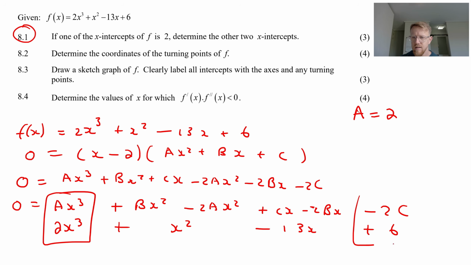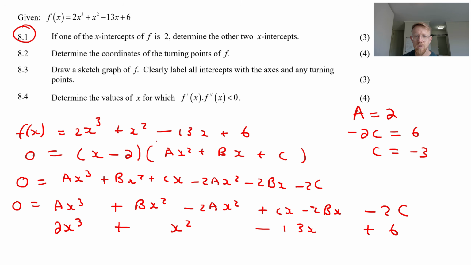Then if you look here, you can immediately see what c needs to be. You just need to know that minus 2c has to be the same as 6. And so c is going to end up being negative 3. Then, to find b, which is the only unknown because we found a and we found c, you can either make an equation out of the x squares, or you can make an equation out of the x's. It's completely up to you what you want to do.